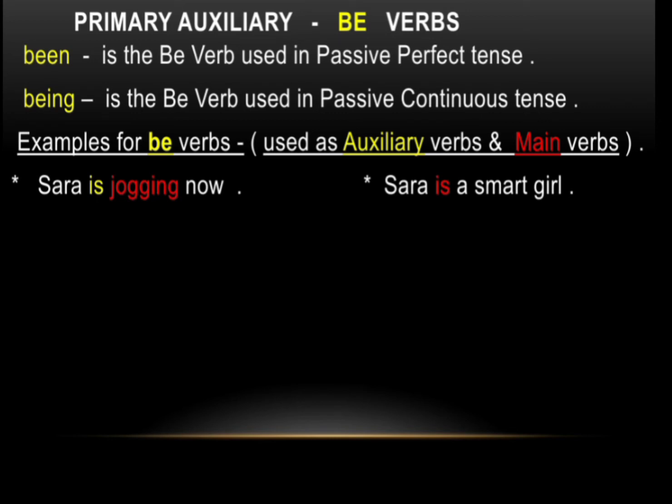Sarah is jogging now. Jogging is the main verb. Is is the be verb and it denotes the tense as well as it agrees with the subject Sarah. Sarah is singular. In the next sentence, Sarah is a smart girl. Here, the be verb is used as the main verb. I am flying a plane. Here, flying is the main verb, am is the be verb, and it denotes the present tense. The next sentence, I am a pilot. Am is the be verb, and it is used as the main verb.